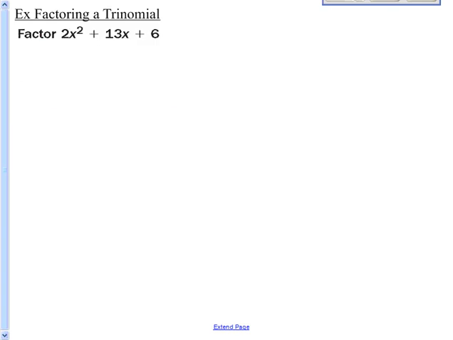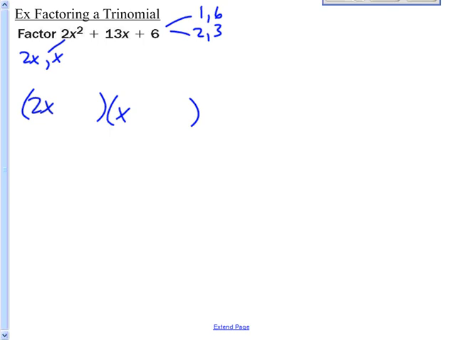Now let's try this 2x squared plus 13x plus 6. What are factors of 2x squared? That's got to be 2x and an x. And it doesn't matter where the 2x and the x go; I could have those flip-flopped. Now I'm going to try factors of 6. I've got 1 and 6, or 2 and 3. Either of those I could try.